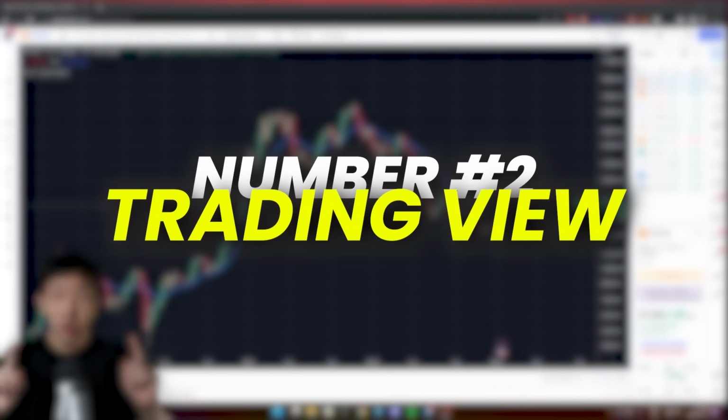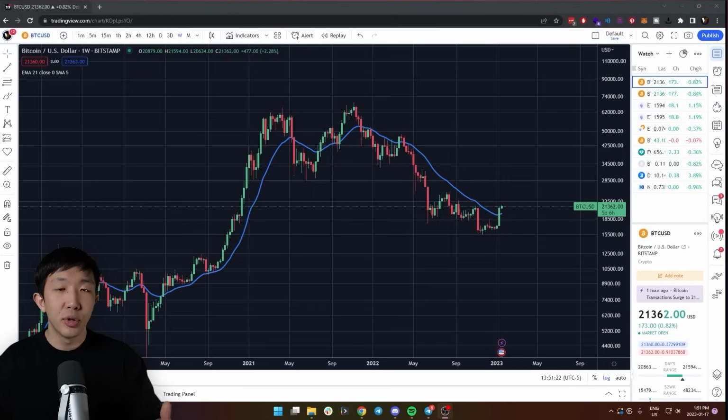The second tool you should get familiar with is TradingView. TradingView is a tool that you absolutely need to master when investing in crypto. This is the kind of charting tool that you see here on the screen.